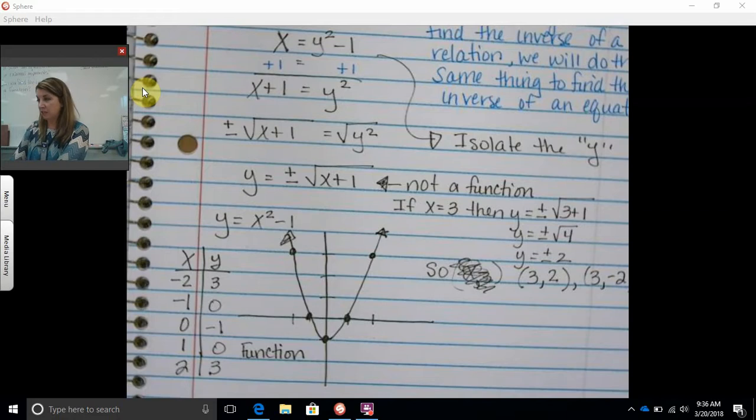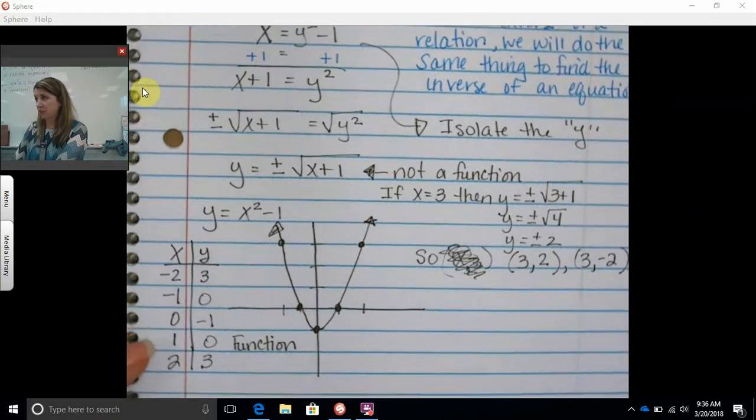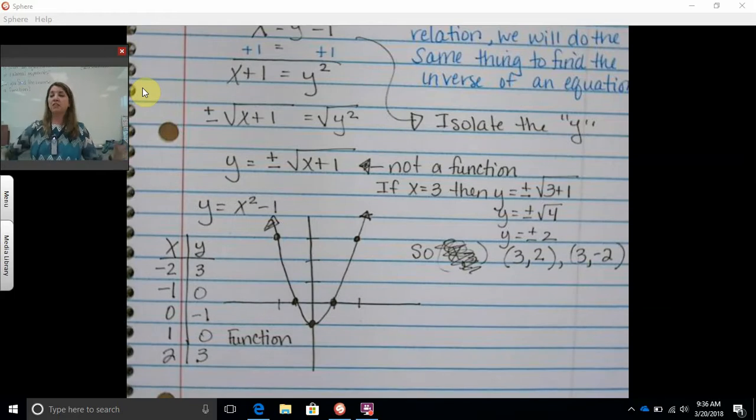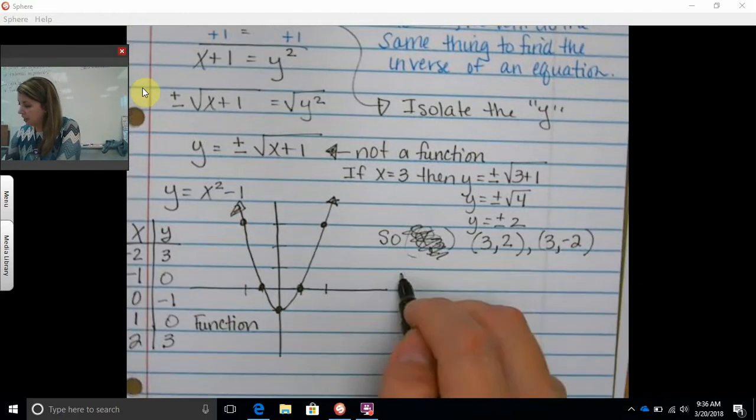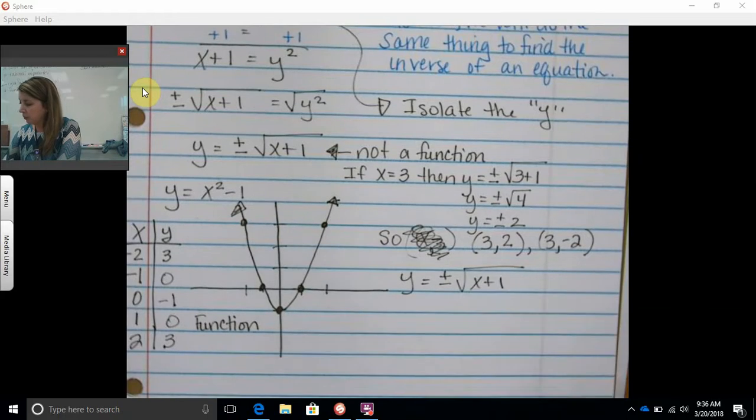Now, when we found the inverse of that, we already know it's not a function, but let's see what the graph's going to look like. Do you think it's going to look similar to this? You think it'll have the same shape? It'll have the same shape, it'll just be in a different location, okay? And just because it opens up doesn't mean it opens down, because if a parabola just opens down, well, that's a function, all right? So let's take the equation, y equals positive or negative square root of x plus 1.